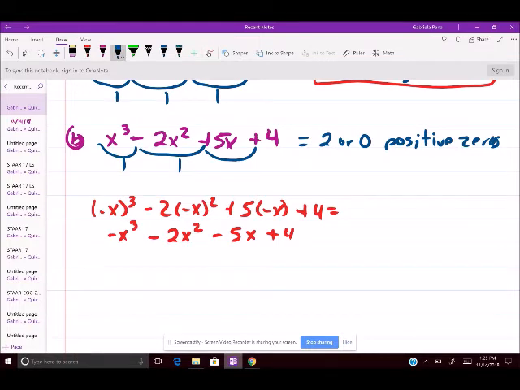So I look at this. Is there a change? No. Change? No. Change? Yes. So there is 1. So there is just 1 negative 0.